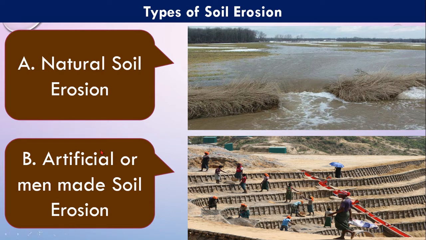And then artificial or man-made soil erosion. In this world, human beings move soil from one place to another for different reasons, for the betterment of their life. If you have a look at this picture, it shows people digging soil for making a house or something like that. This is called soil erosion, because the soil moved from one place to another place and then the soil is eroded. That is why it is called artificial or man-made soil erosion.